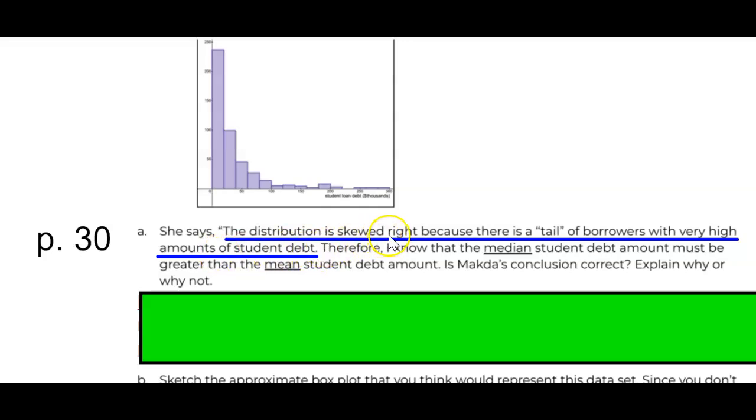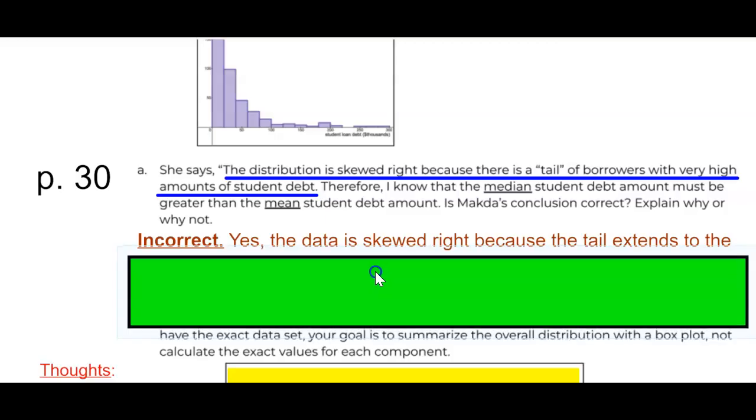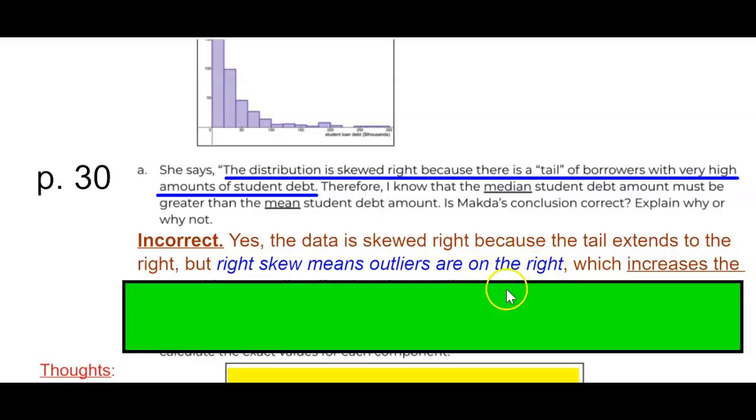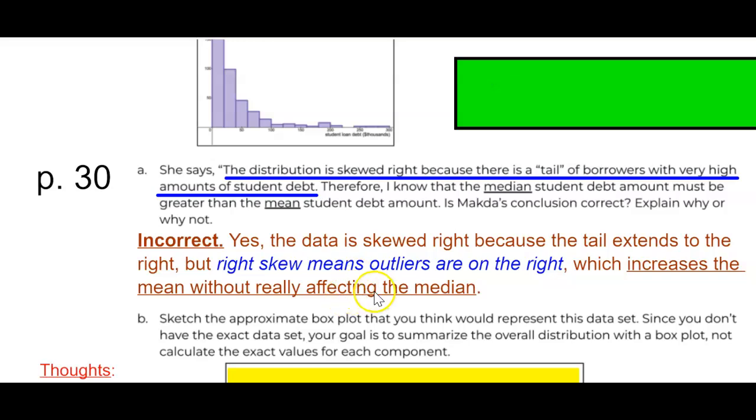So the median is not going to be bigger than the mean here, because when I go to add up all the data points, adding those large values is going to have an effect on the average. It's going to pull the average up, which is the mean. But it isn't going to affect the points in the order that they're in. So her conclusion is incorrect. The data is skewed right because the tail's extending to the right, but that right skew means the opposite of what she said. The outliers are on the right, which increases the mean without really affecting the median.